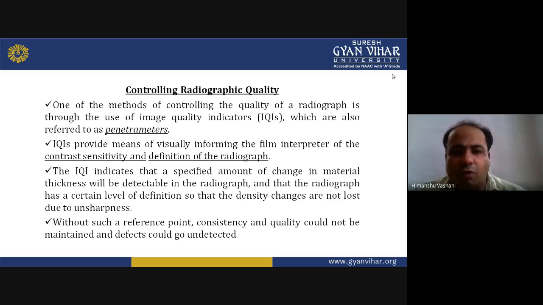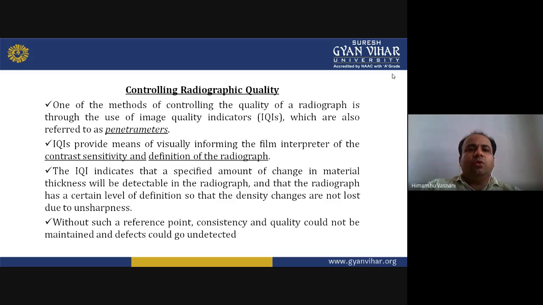Now controlling radiograph quality. Okay, this is also a very important thing, that how do we control the radiographic quality, because a process can be done, but if its process is controlled and its quality is maintained, then the output is automatically better. So we have to maintain the quality as well. One of the methods of controlling the quality of a radiograph is through the use of image quality indicators. This term IQI will come many times in between the PPT. So IQI stands for image quality indicators.